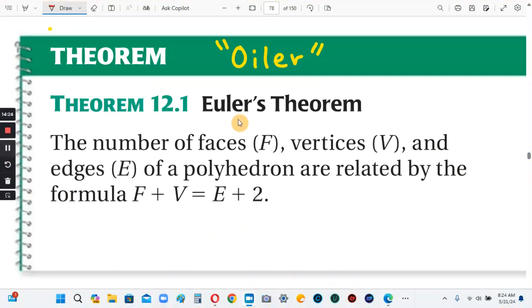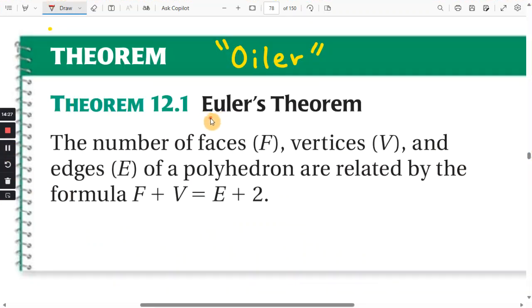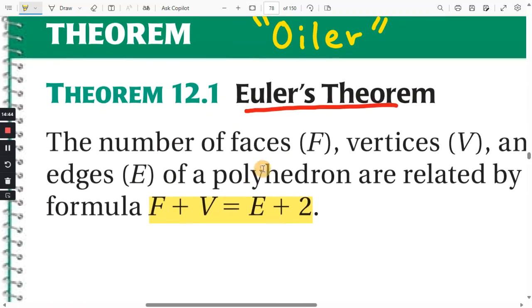All right, so this is Euler's theorem. Euler's theorem: the number of faces, vertices, and edges of a polyhedra are related by this formula, F plus V equals E plus 2. Okay, it's a very simple formula. F is the faces, V is the vertices, and E is the edges. All right, so this is the formula for any polyhedron.